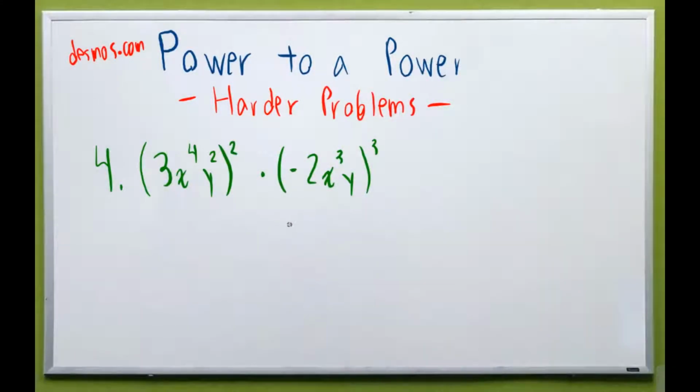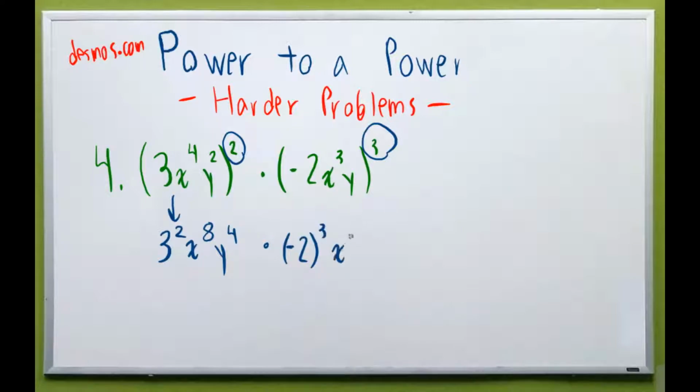Alright, this time we got to simplify for real. So we got an even power right here and an odd power right here, but that's no problem for us. We can do it. So first thing we got is 3 squared, x to the 8th power and y to the 4th power. All this is times negative 2 to the 3rd power, x to the 9th power, y to the 3rd power.